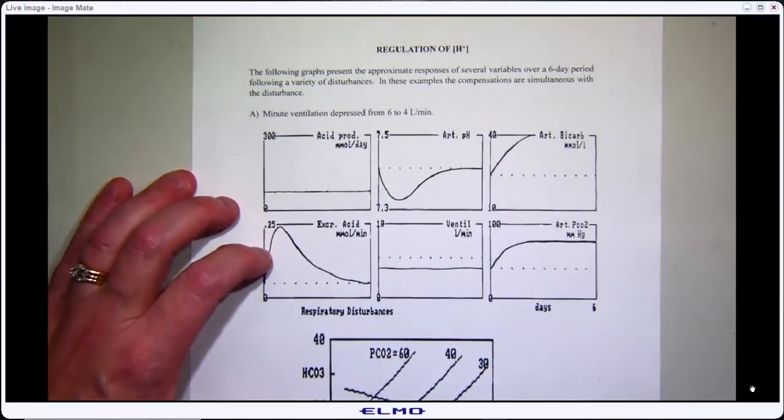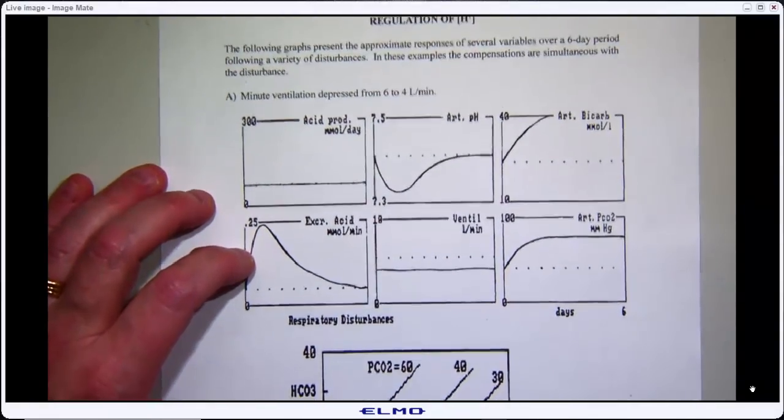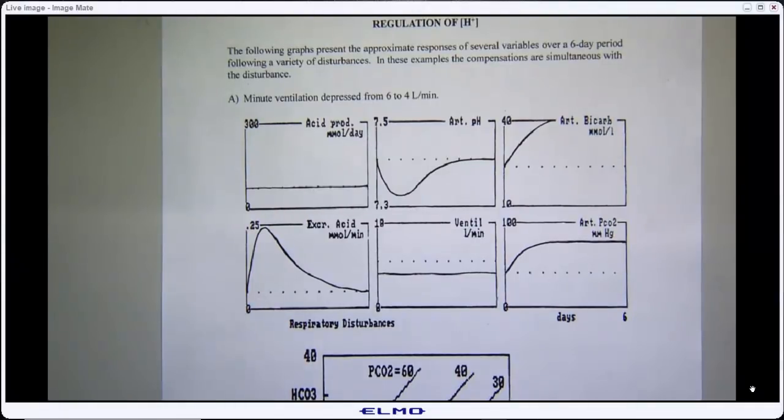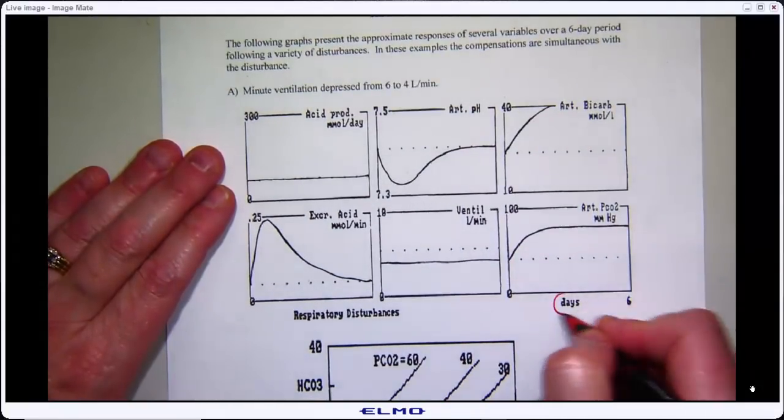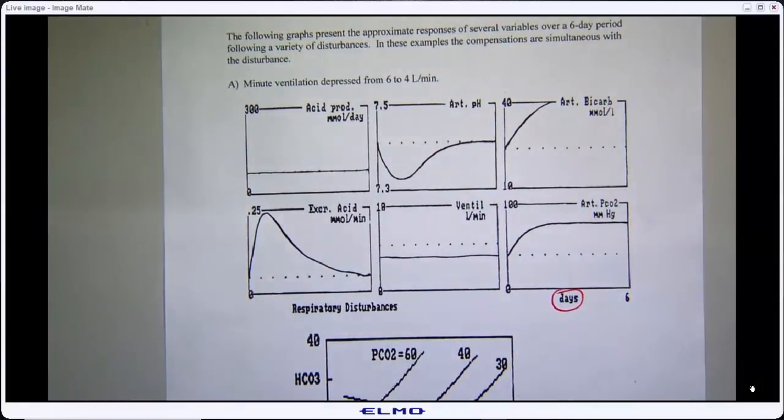We are, though, going to tap into a second computer program that just deals with regulation of hydrogen ion, and it's going to give us the ability to look at changes in things that deal with hydrogen ion over time. Instead of, in the respiration section, looking at how things were changing over, let's say, 3 minutes, because respiration is on more of a minutes time scale, here we're going to be adding the kidney to try to help us out. So we're thinking about days now. We're going to look at what's going on over 6 days.